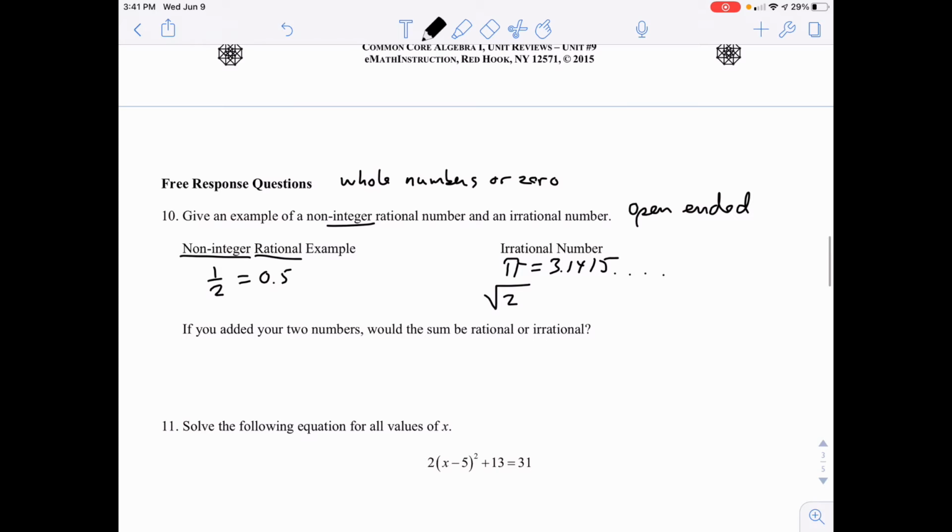Now, if I add a rational number plus an irrational number, I always, always, always get an irrational number. The answer will be irrational. Number 11.